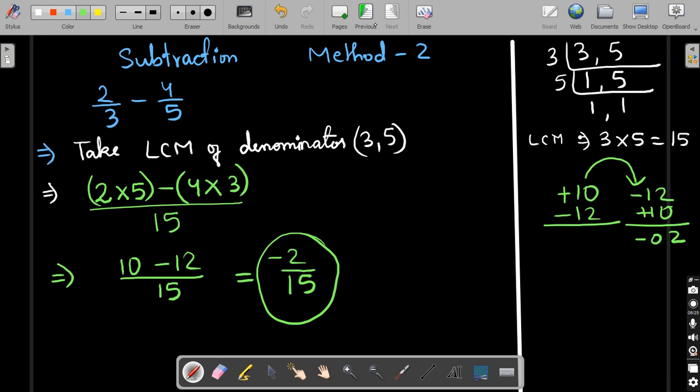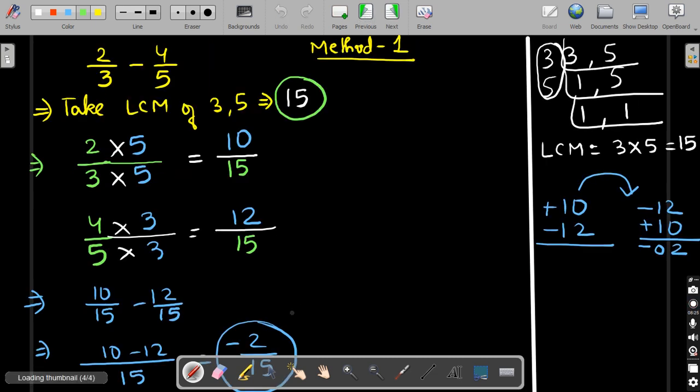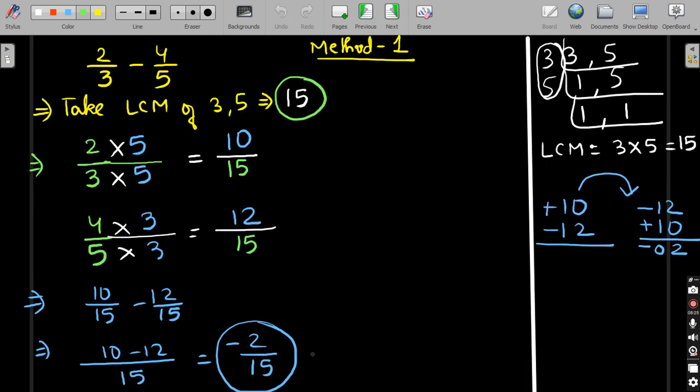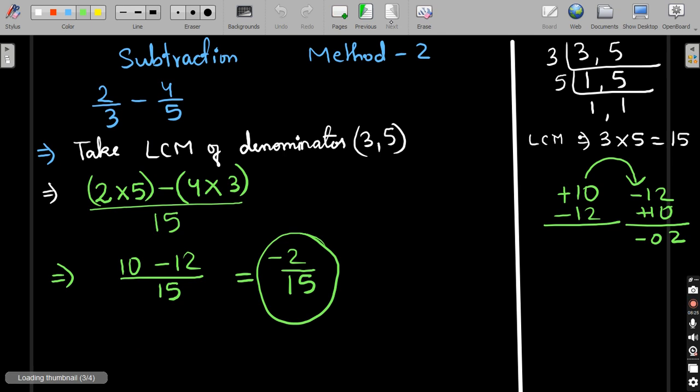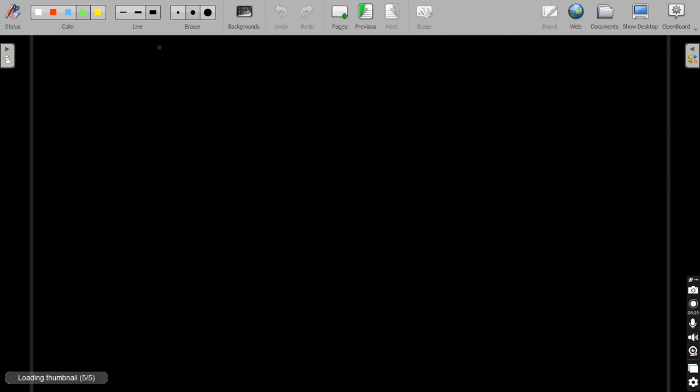As you are able to see here, we got minus 2 by 15, and in this question also we got the answer minus 2 by 15. Means by both processes you can solve and you will get the same answer, dear students. Okay, very good. Now let us move towards multiplication, whether we are getting the same result or not. Let us take two methods, or else one method you can solve. Every time you will get the correct answer.